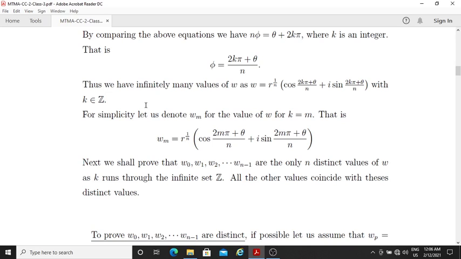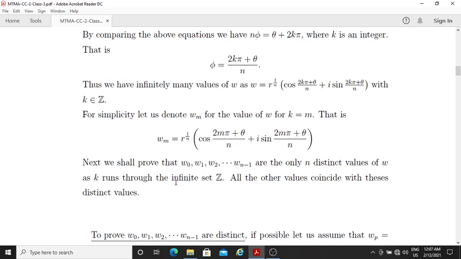But now, as we keep on discussing, we will actually see that there are not infinitely many, there are only finitely many. So we are going towards that. Let us now set some notation for simplicity. For k equals m, let us denote the value of w for k equals m to be w suffix m. Just replace k by m, and that's the notation for w_m.